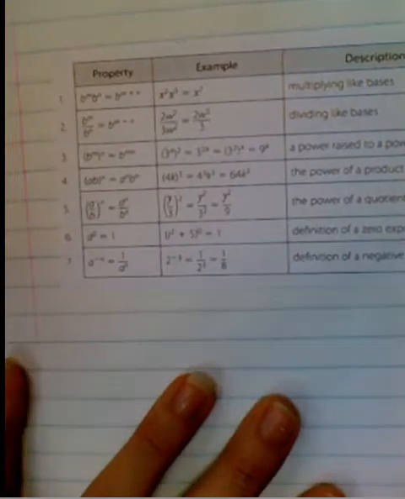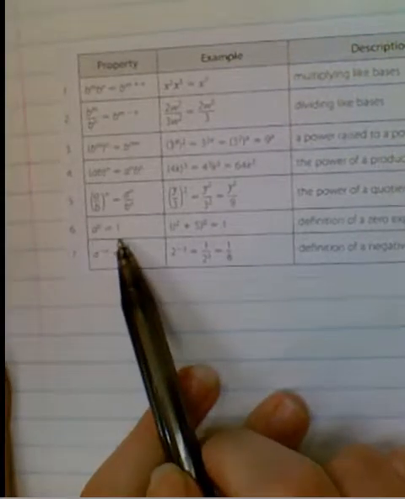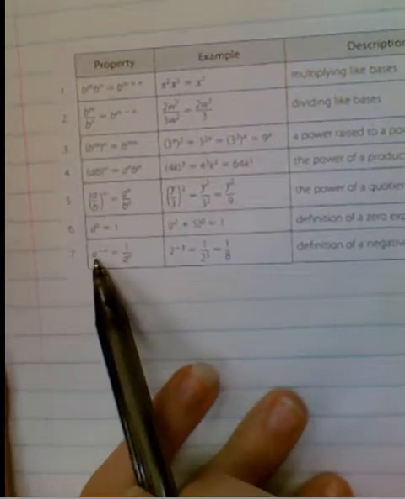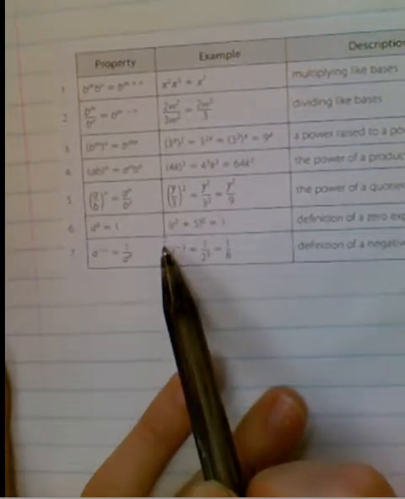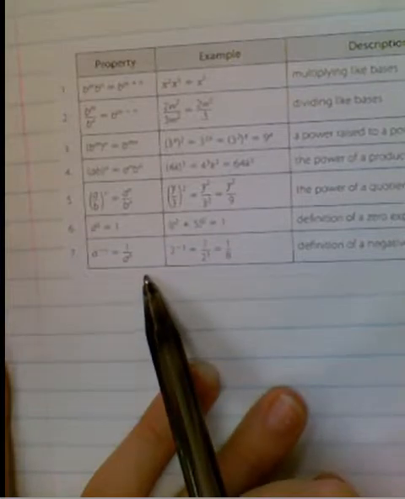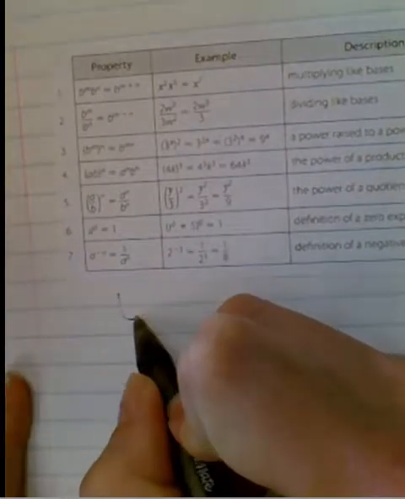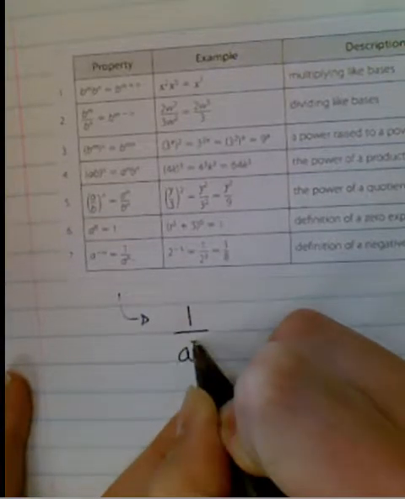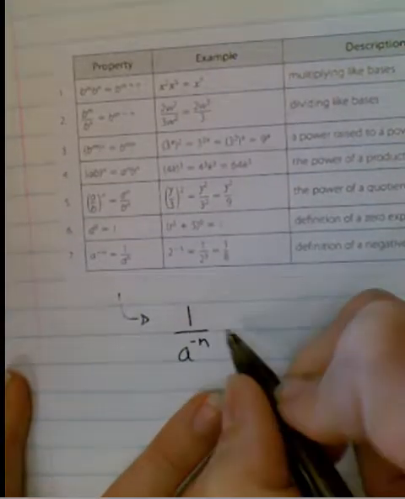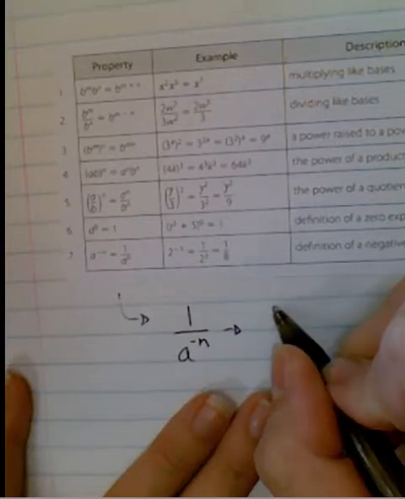Okay. Anything to the 0 is 1. We should remember that. And then a raised to the negative n is going to be 1 over a to the n. You also sometimes see that as 1 over a to the negative n is a to the positive n.